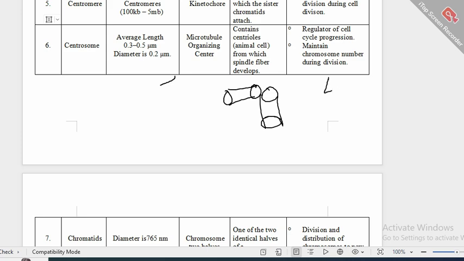As we all know, there will be 46 chromosomes in a human being or Homo sapiens, 23 that come from the male gamete and 23 that come from the female gamete. So this division, or maintenance of 23 from one male gamete and 23 from the female gamete, will be maintained with the help of this centrosome.